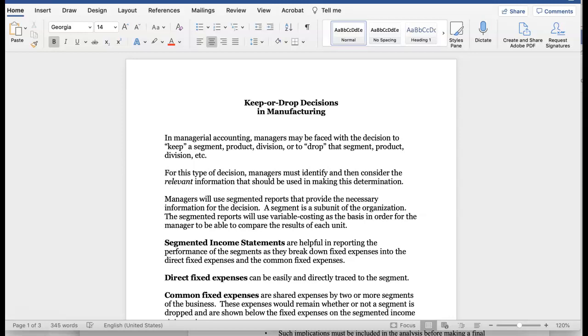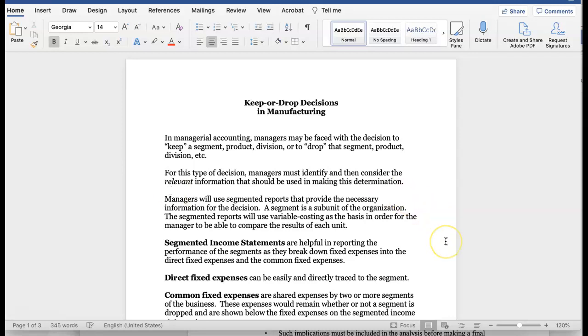So in managerial accounting, we sometimes face decisions of whether or not to keep a segment or a product, maybe it's a division, or whether we need to discontinue or drop that segment, as we call it, or that product or that division. When we look at these decisions, we look at the relevant information. We may be given a lot of different details, but the ones that are relevant are the ones we need to consider when making that decision.